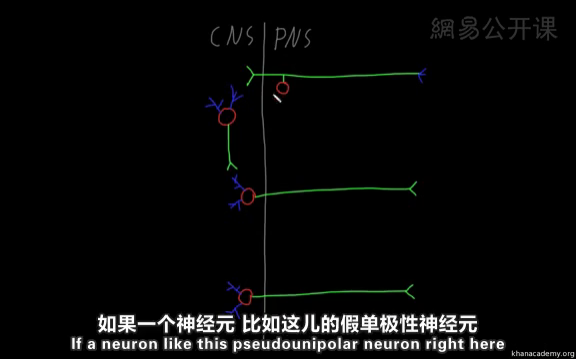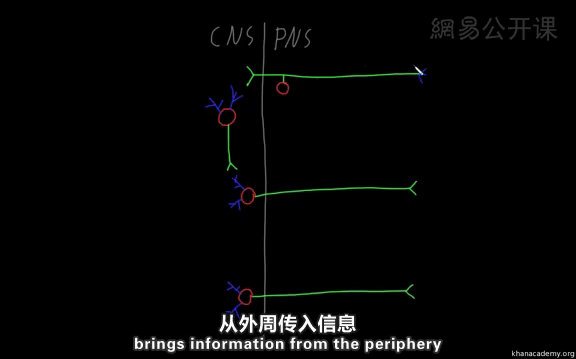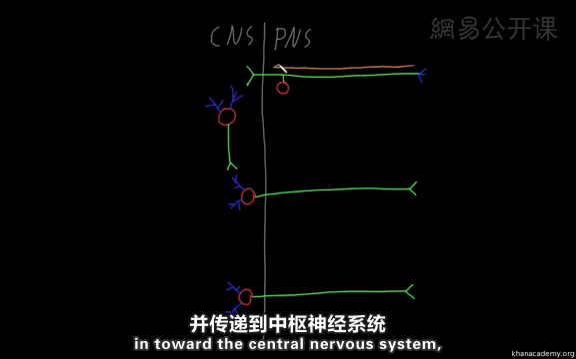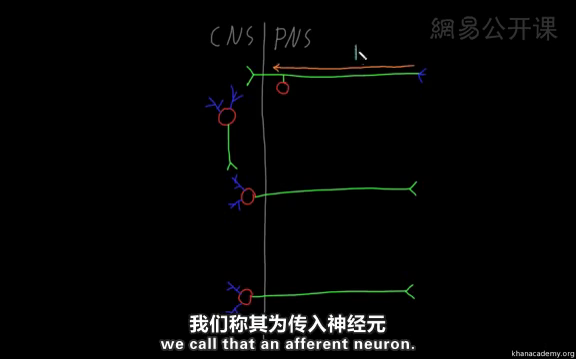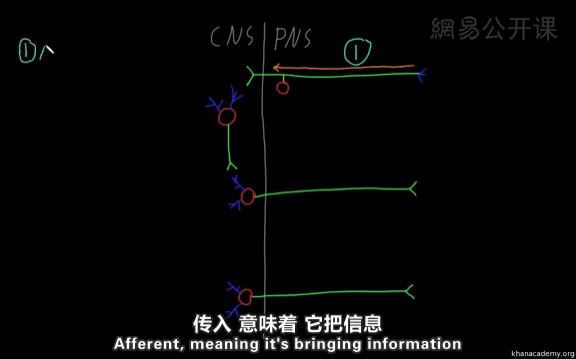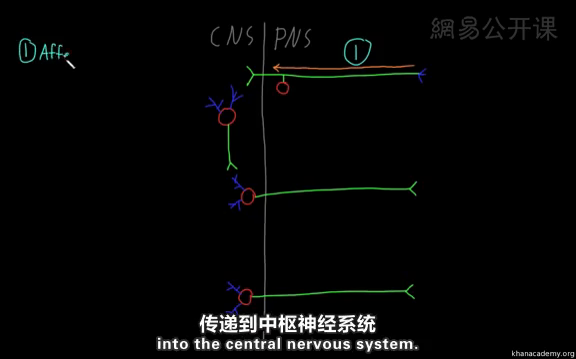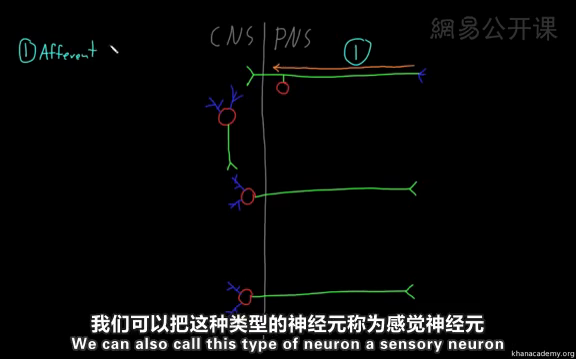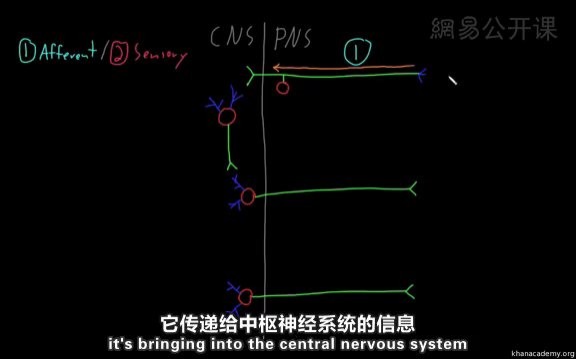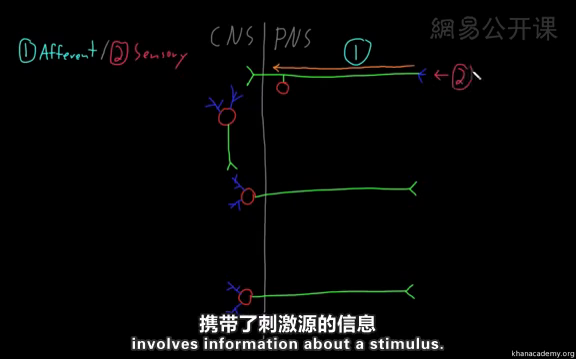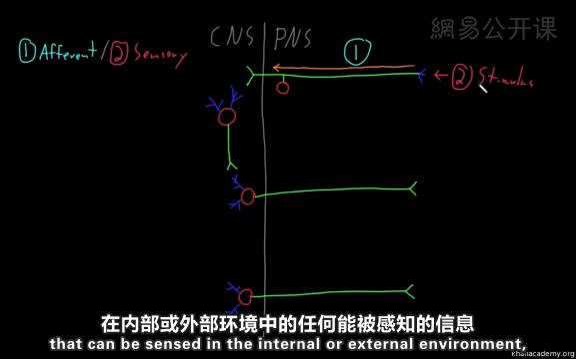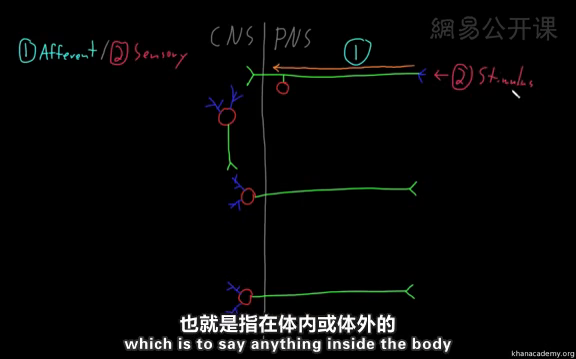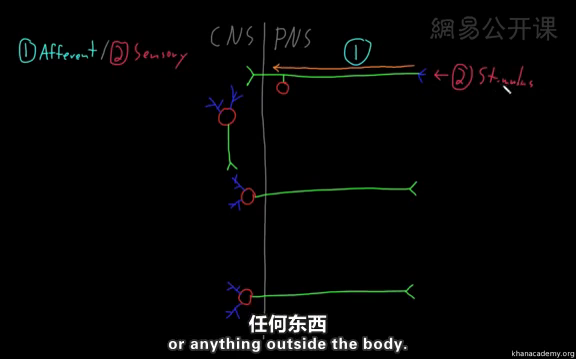If a neuron like this pseudo-unipolar neuron right here brings information from the periphery in toward the central nervous system, we call that an afferent neuron. Afferent meaning it's bringing information in to the central nervous system. We can also call this type of neuron a sensory neuron. Sensory, because the information it's bringing into the central nervous system involves information about a stimulus. And a stimulus is anything that can be sensed in the internal or external environment, which is to say anything inside the body or anything outside the body.